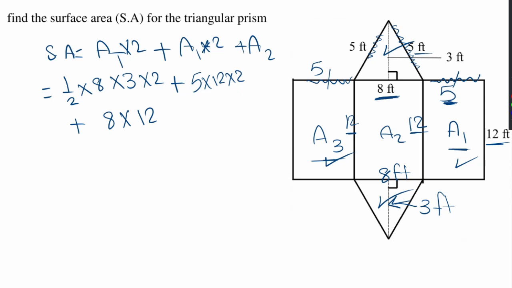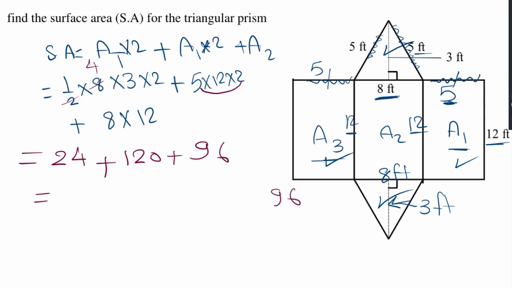Now, pause the video and make your calculations. Ready? Half times 8 is 4. 4 times 3 is 12. 12 times 2 is 24. Plus 5 times 2 is 10. 10 times 12, 120. Plus 8 times 12 is 96. Equal 96.